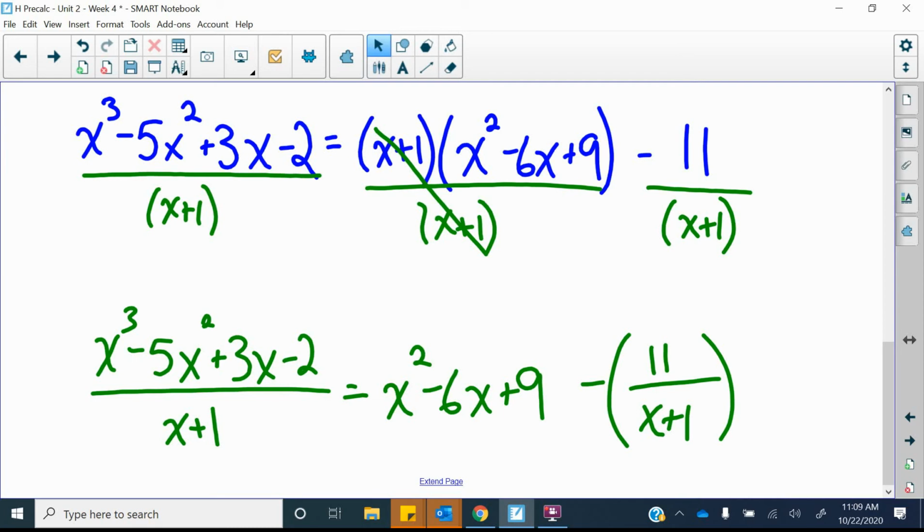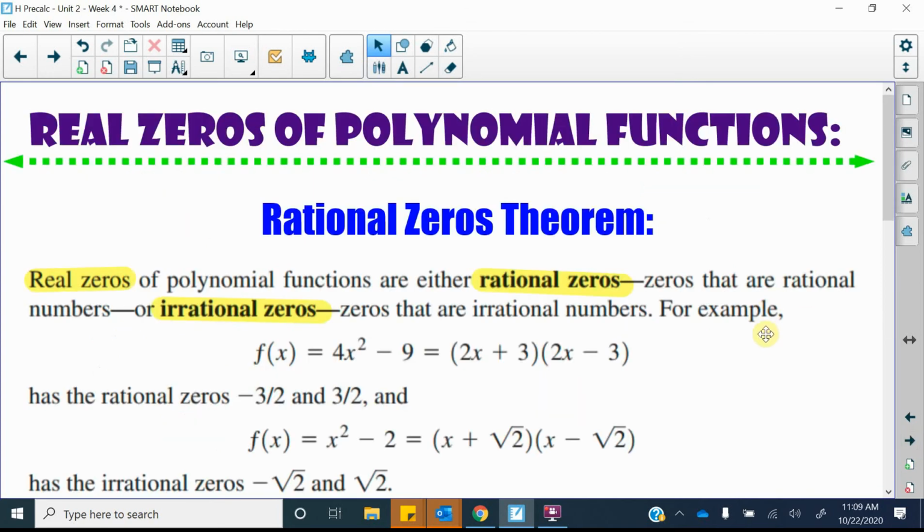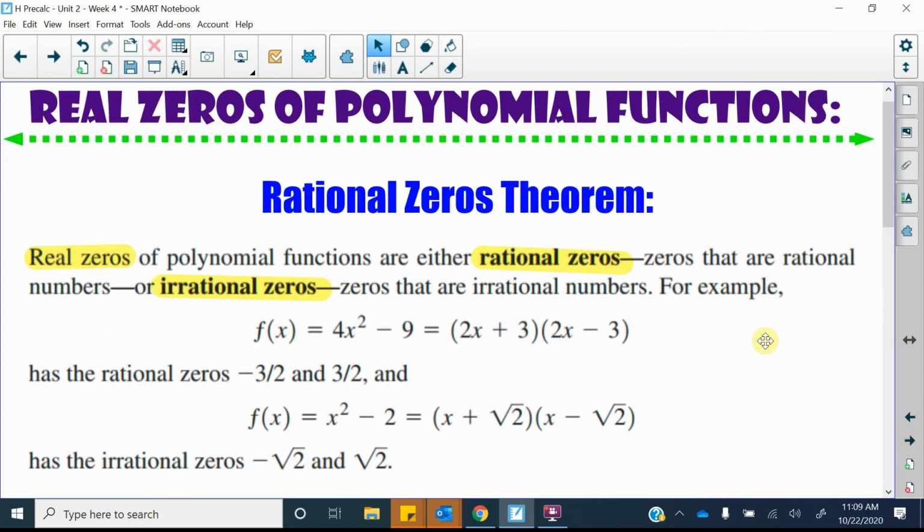Okay, so hopefully synthetic division is coming back to you, because we are going to be using this shortly. I wanted to show you a new theorem that we're going to use a lot when we're factoring a lot of these polynomials. So the first thing we're going to start out with is called the rational zeros theorem.